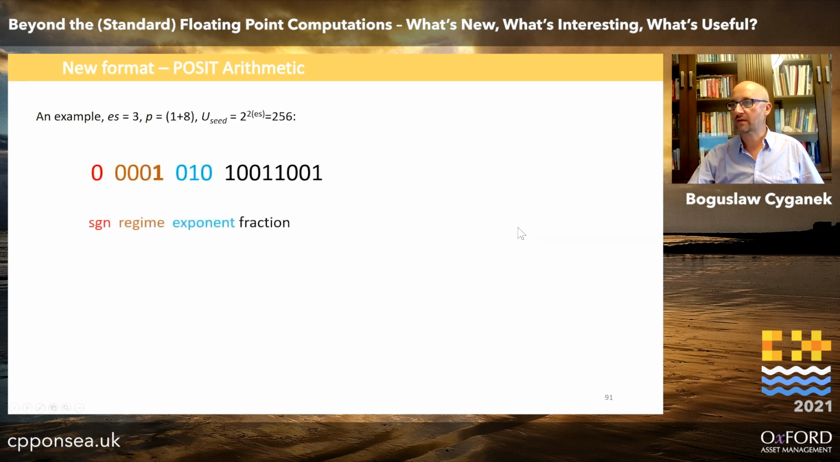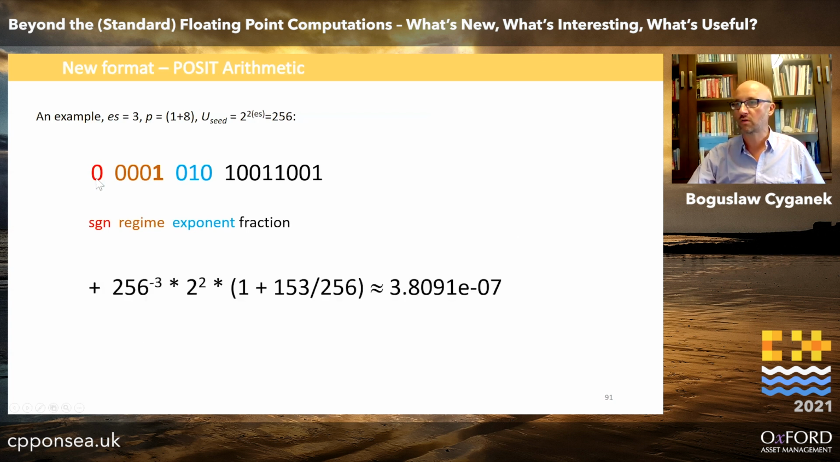And here is an example. So we have sign, regime, exponent, fraction. So you see here is the sign 0. Regime bit is 256 because you see it is 2 to 3 because there are 3 exponent bits. So it's 256. And we have 1, 2, 3 till transition to 1 in regime bits. So we have -3 times base, which is always 2 power of 2 because exponent is 2.